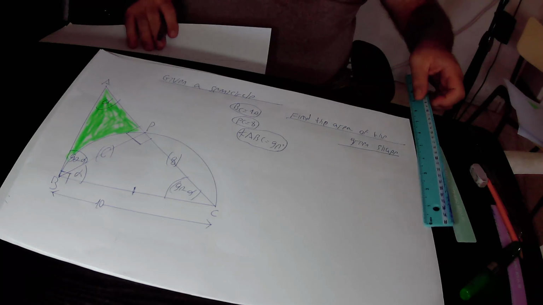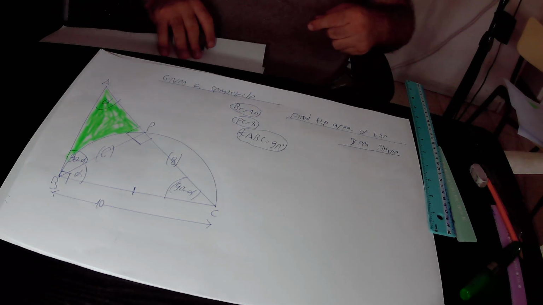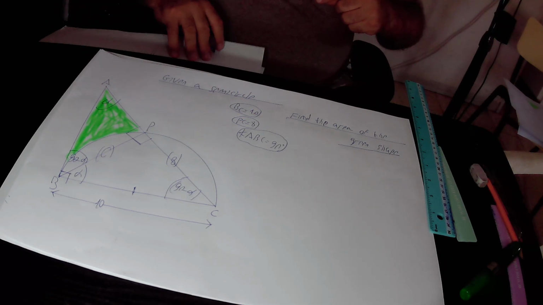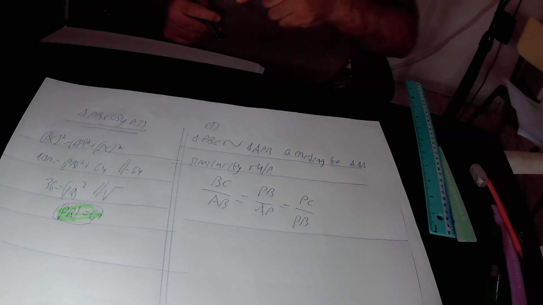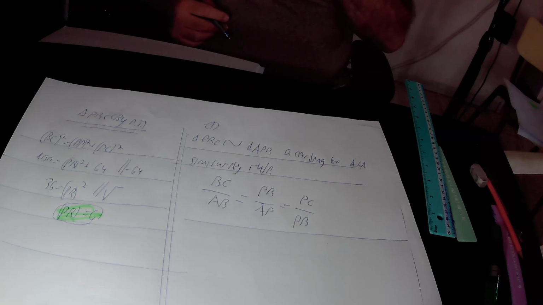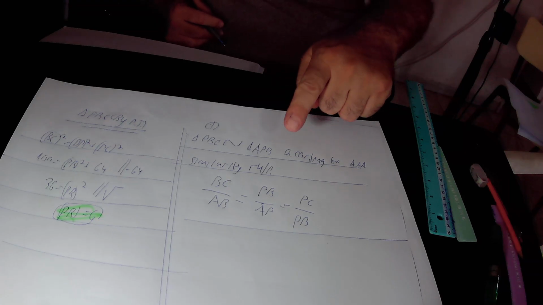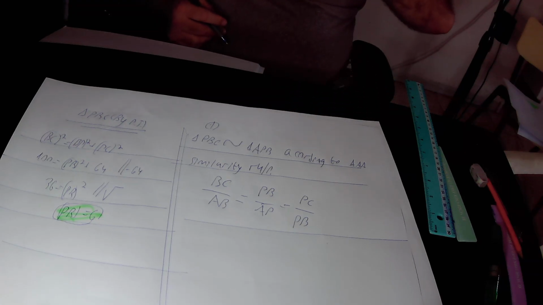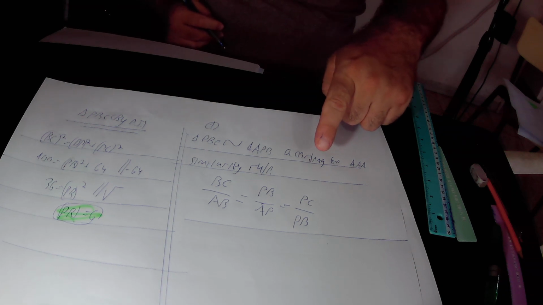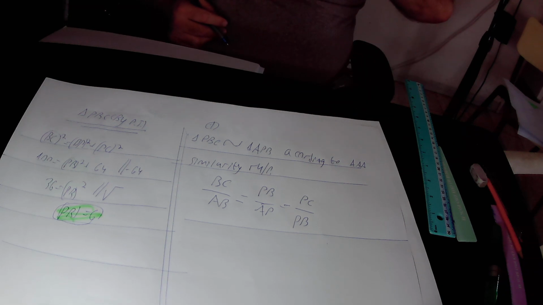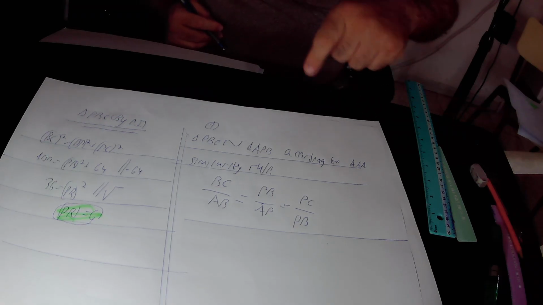So to repeat, from the fact that those two right triangles are similar to each other, we derive that the following relationship exists between their sides. Side BC of the right triangle PBC over side AB of the right triangle APB is equal to side PB of the right triangle PBC over side AP of the right triangle APB, and it is also equal to side PC of the right triangle PBC over side PB of the right triangle APB.